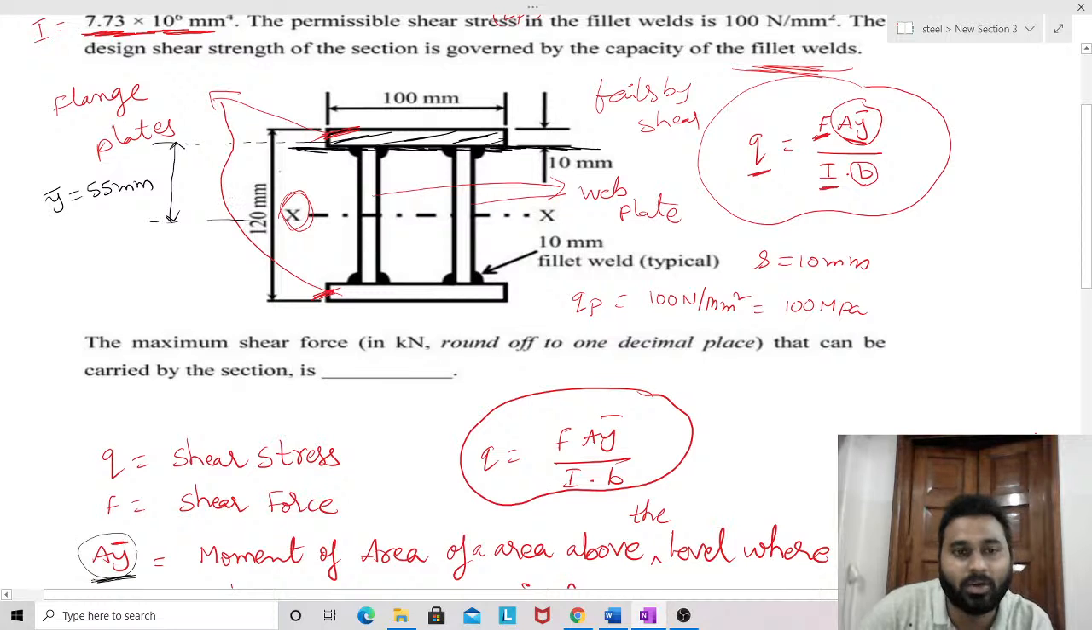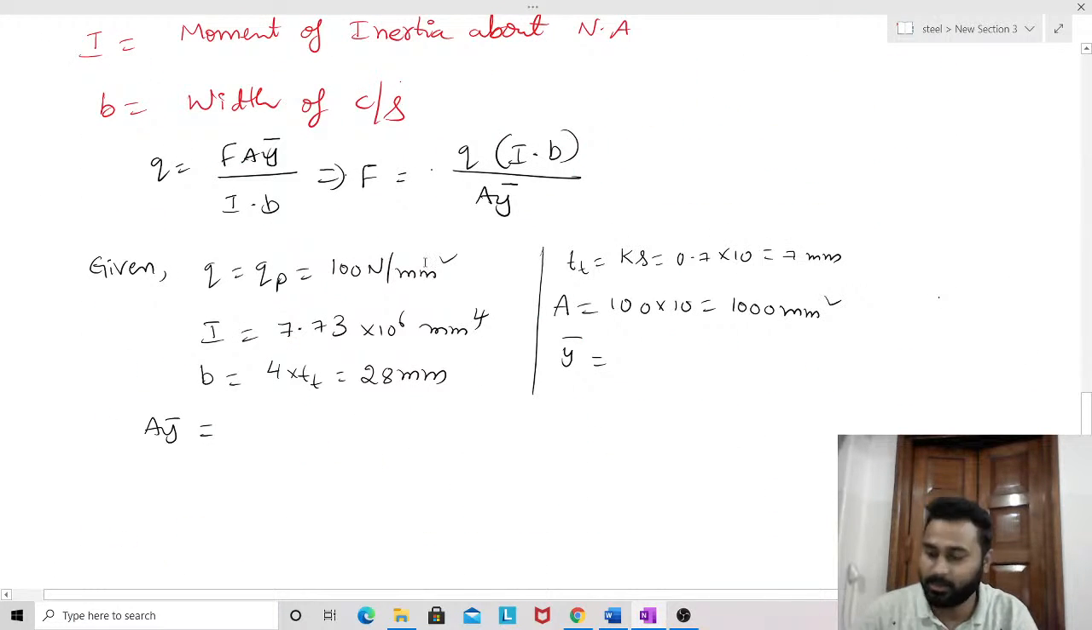See, the total is 120. If we subtract this 10 and this 10 from this 120, we get 100. It means up to here this is 50, so from the neutral axis to here the distance is 50. Now the CG of this flange plate is 5 mm, so 50 plus 5 is 55. Simple mathematics. So y bar is 55 mm.